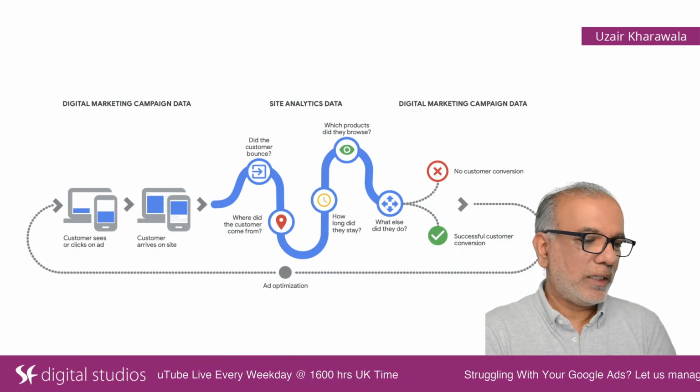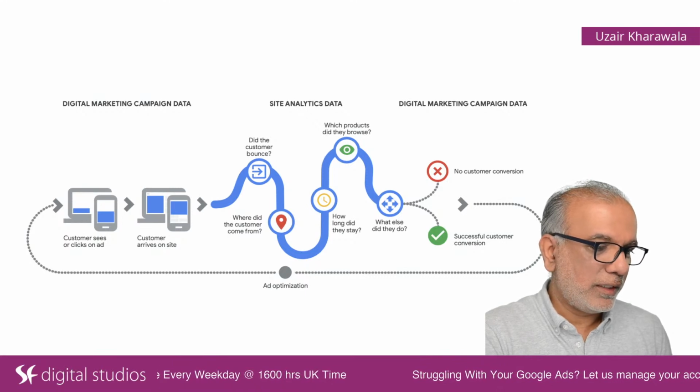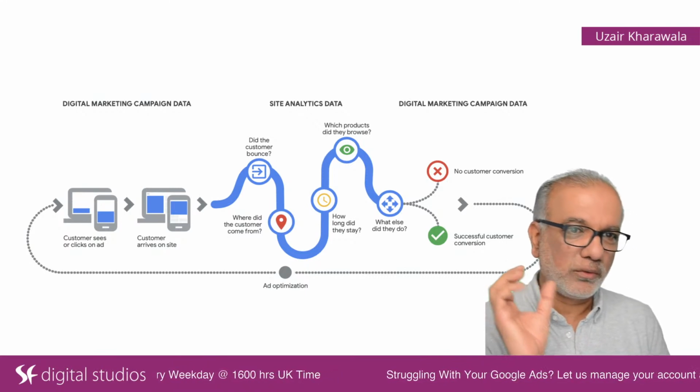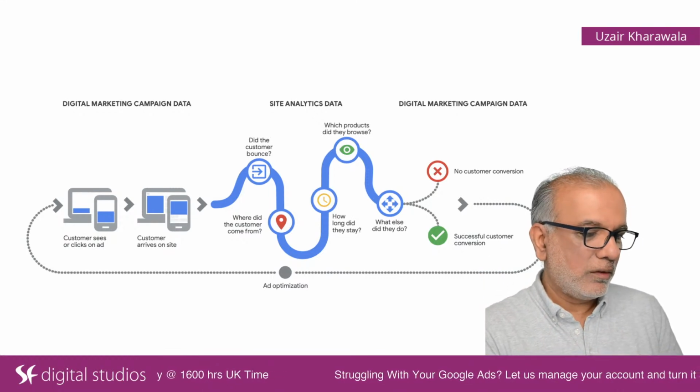So first you need to have your marketing budget for your company, and then allocate: okay, we're going to spend so much on Google Ads, so much on Facebook, Instagram, and so on.